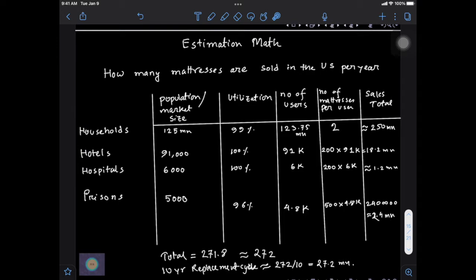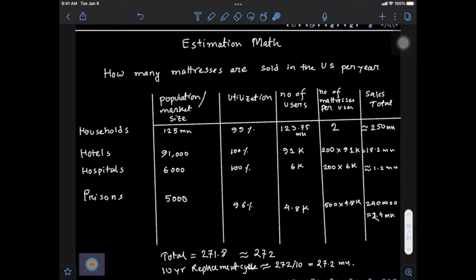So when we multiply the market size with the utilization rates, we get the number of users, which is 123.75 million for households, 91,000 for hotels, 6,000 for hospitals, and 4.8 thousand for prisons. And then let's guess the number of mattresses per user. For households, I'm going to guess 2. Let's say in one household, on average, there is a father, a mother, and a child. The couple would be using one bed and one mattress, and the child would be using one mattress. So 2 mattresses on average for households, and that gives us 250 million mattresses.